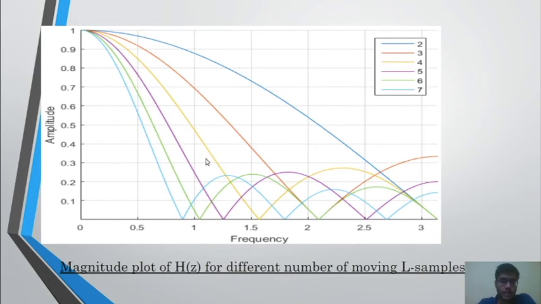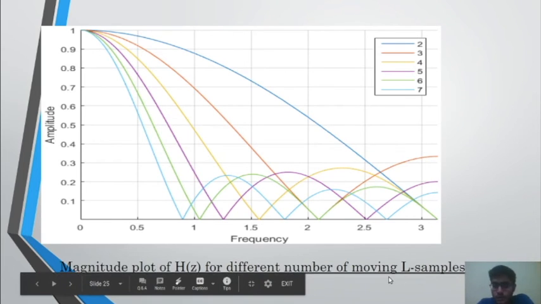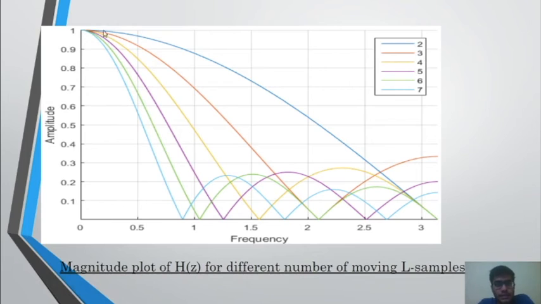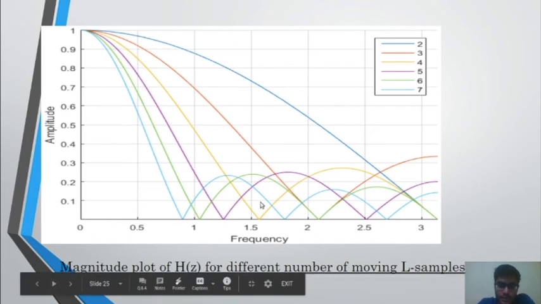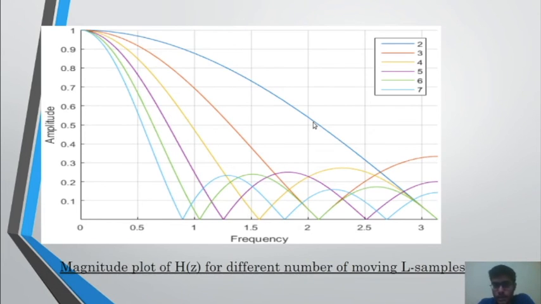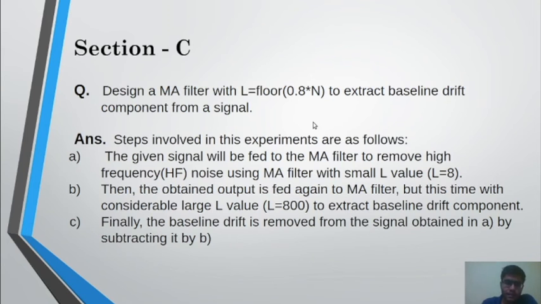Now to explain the dependence on the value of L, I have this graph showing the magnitude plot of X(z) for different numbers of moving average samples. For L equal to 2, the graph is like this, and for L greater than or equal to 7, it's like this. As we increase the value of L, the higher frequencies are cut off more. This part of the frequency is cut off by this, but not by this. The same is happening in this case also.